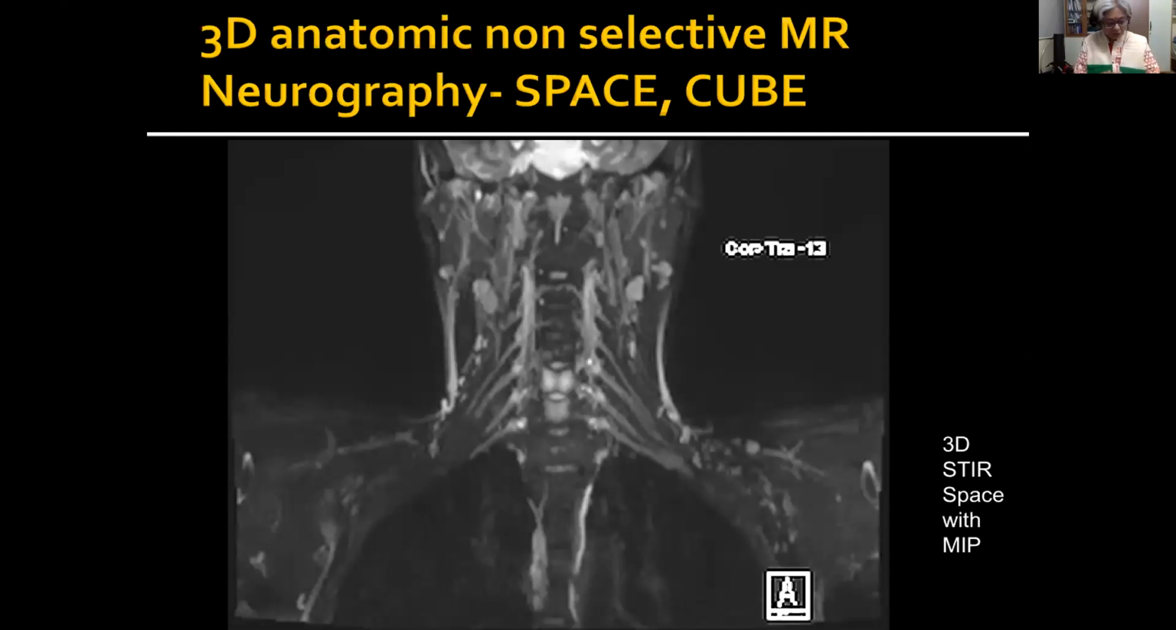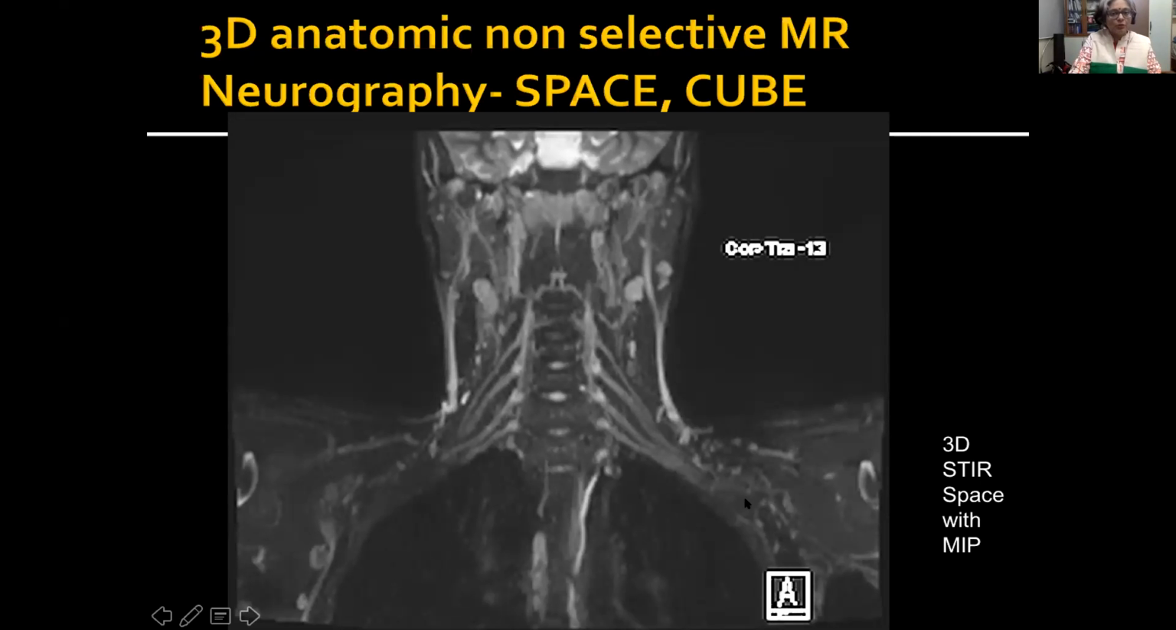When we come to MR neurography, as I said, it's not essential, but if you have it as an add-on, it always helps you. It's not specific to only nerves. It's a non-selective neurography. You can use either a 3D space or a 3D cube stir or T2 sequence. And then you can get these images where you can see these roots, trunks, divisions, all of them on subsequent sections. So you can see here roots and then it's forming the trunks.